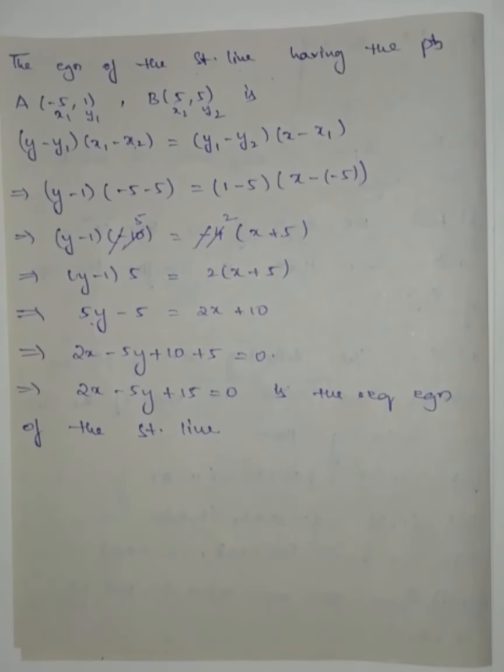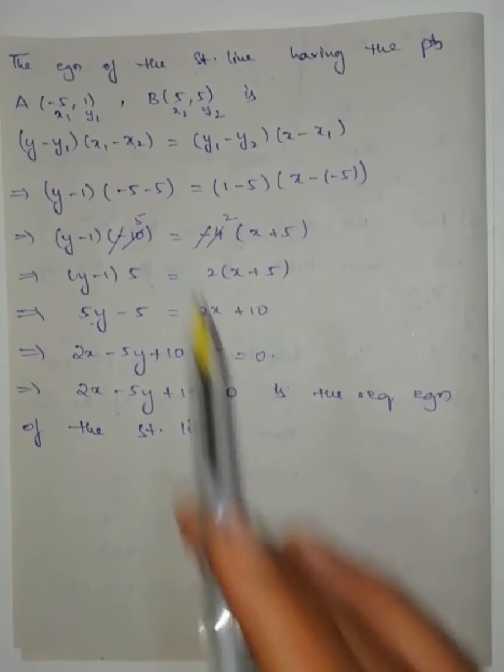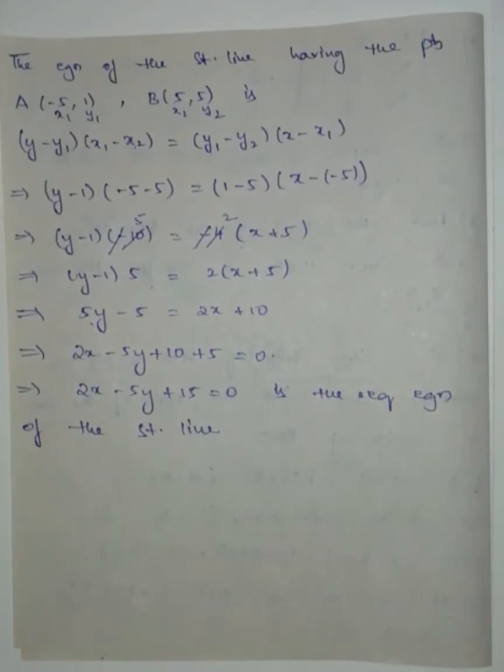Therefore, the second part of the question is completed. We have found the equation of a straight line. Now, to say the 3 points are collinear, keep in mind the points from which you found the equation of the straight line. After finding the equation, we have to use a third point to check whether it is collinear or not.